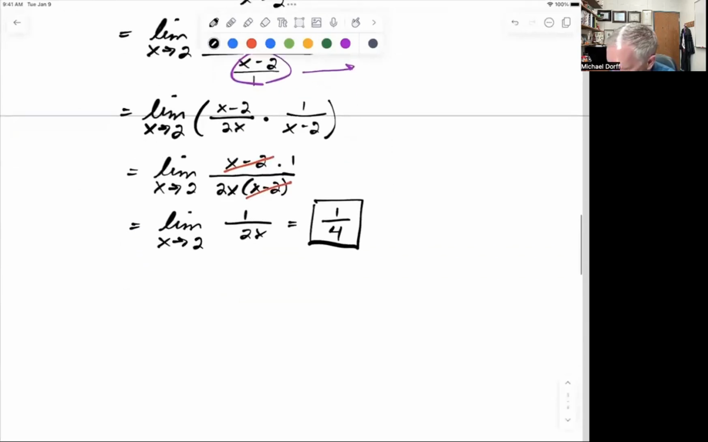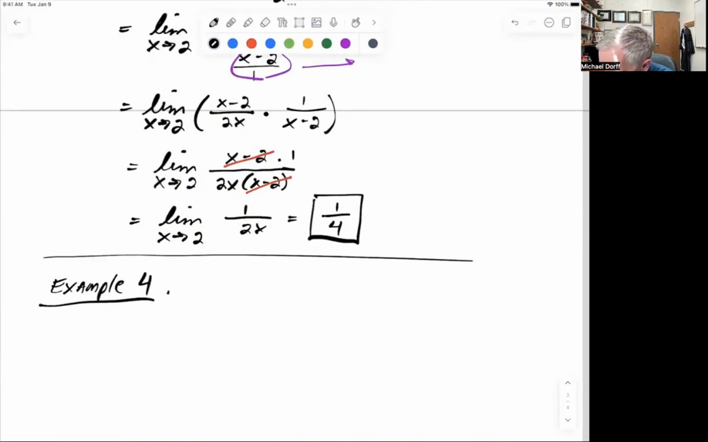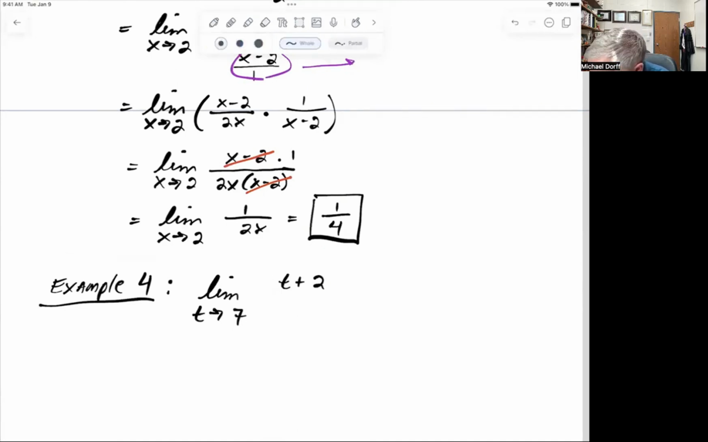Now, let's do another example. So this is example number 4 here. Do the limit as t goes to 7. It doesn't matter what the variable is, so I'm going to do a t here. Let me make that not so large. The limit of the square root of t plus 2, minus 3, over t minus 7.